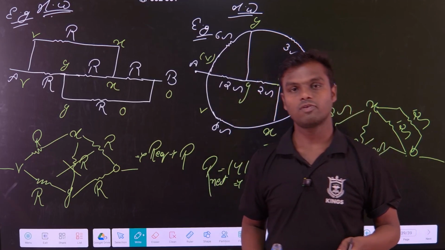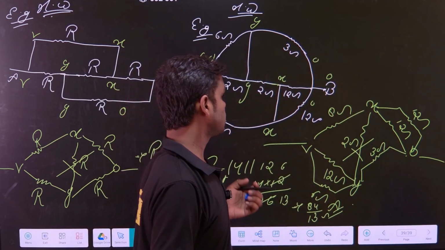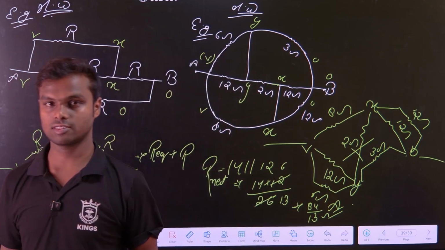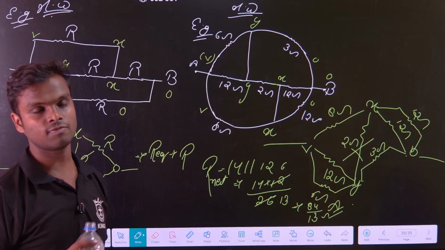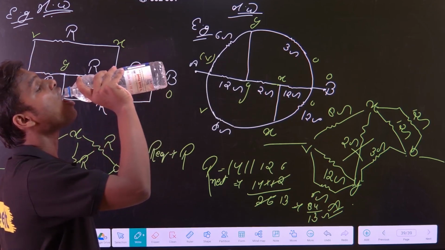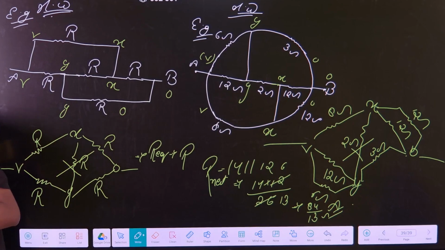And one more thing, whenever you are seeing 5 or more resistances, 5 resistances, or you can say 6 resistances, generally 5 or 6 resistances, always think about the Wheatstone bridge. Most probably it will always be a Wheatstone bridge. Clear? I hope it is clear now. Let me give you some more examples.